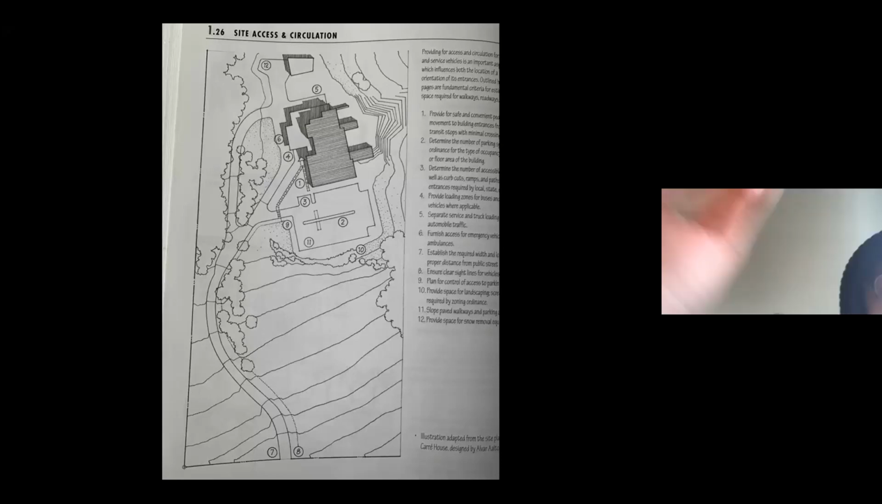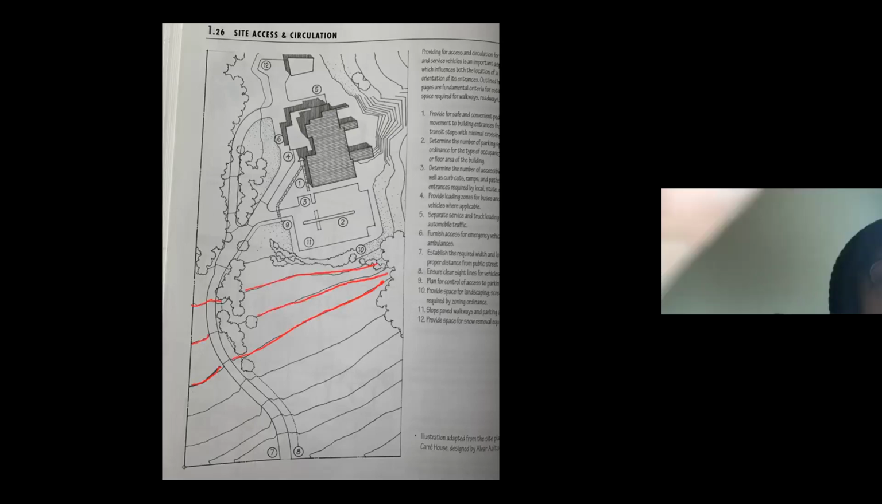Okay. So here is a site plan drawing from the book, and I can explain what it represents. For right here, I'll use the red line to show. Right here, it's a topography line, and each line represents a different height of the site, and those lines are also the topo line.